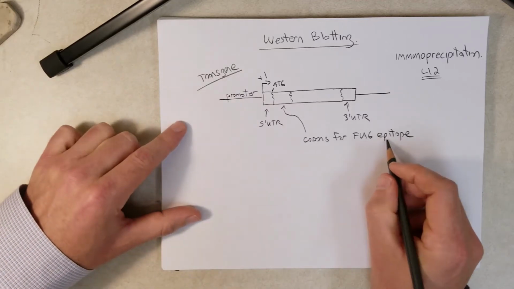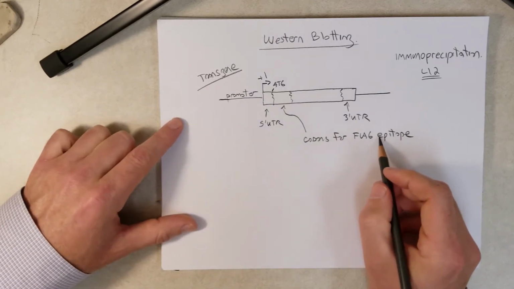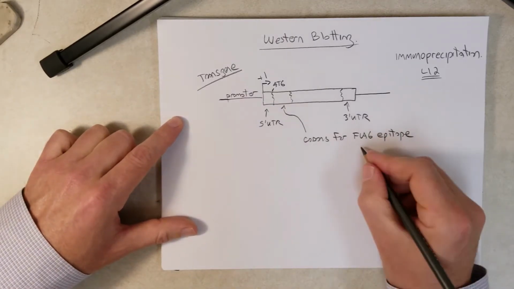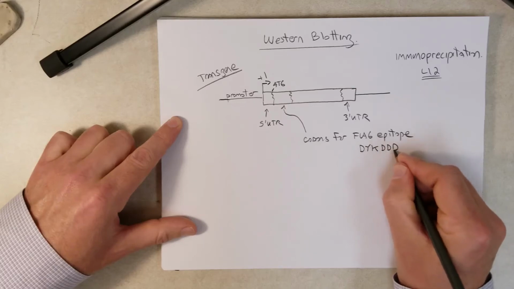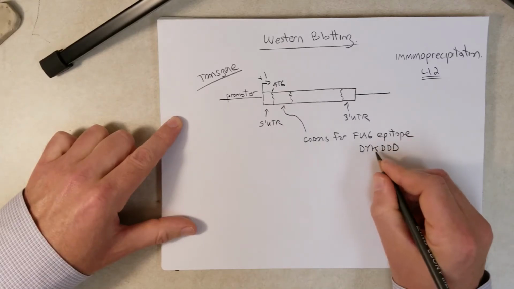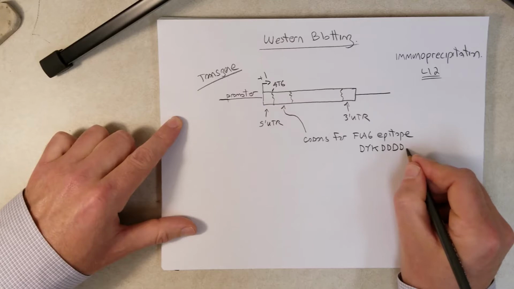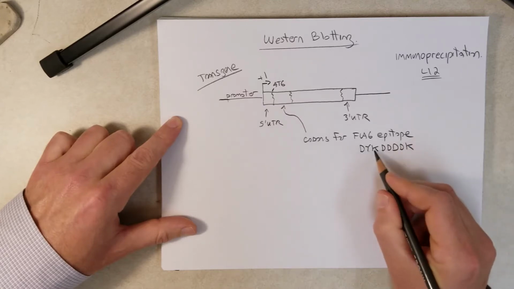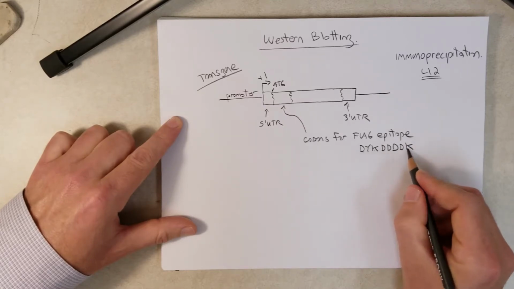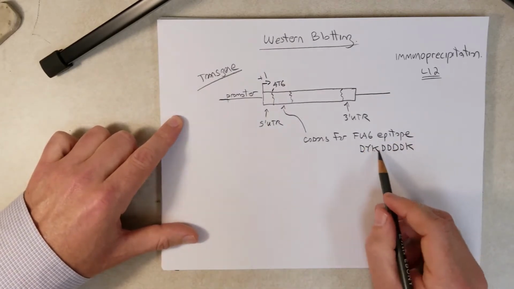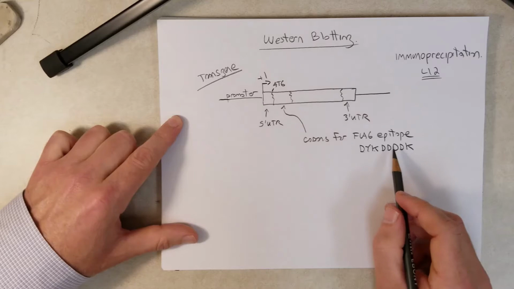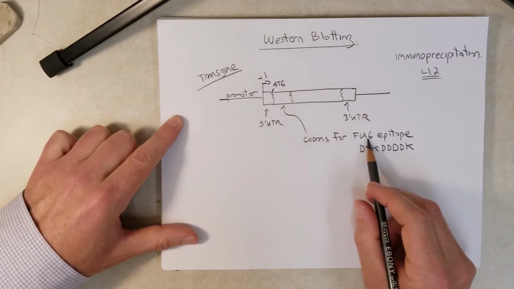You remember the flag epitope? Specifically, what is the flag epitope? It is a series of 8 amino acids. DYK, with 4 Ds there: 1, 2, 3, 4, 5, 6, 7, 8. I think that's it. We don't need to memorize that. But essentially, it's a series of 8 amino acids that are recognized by the flag antibody.